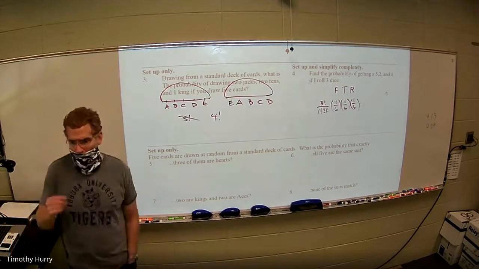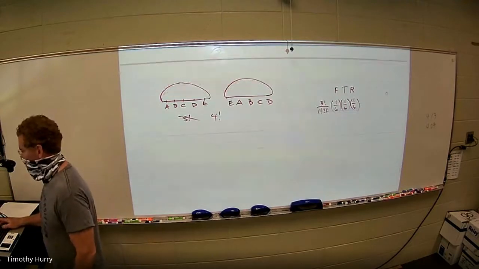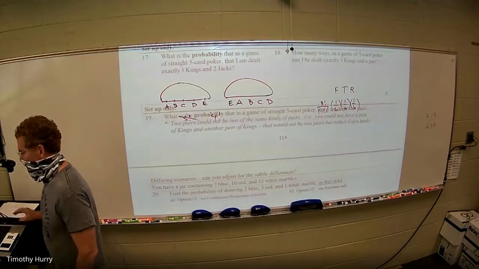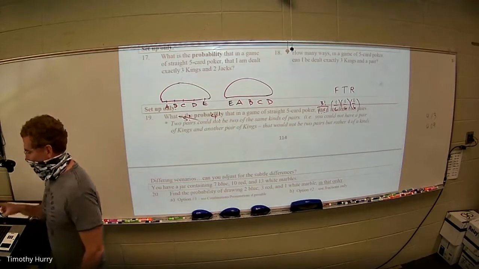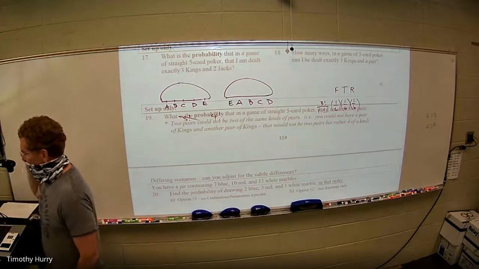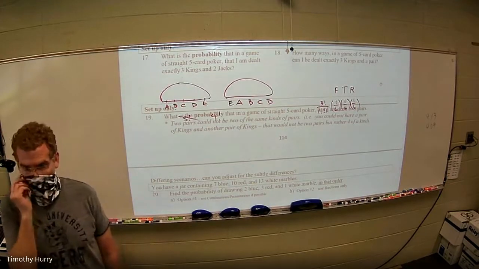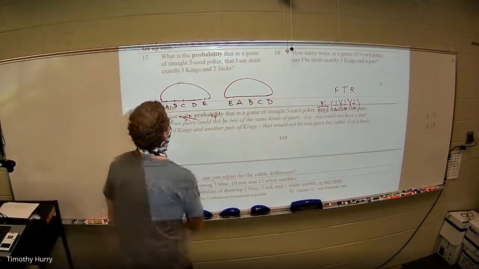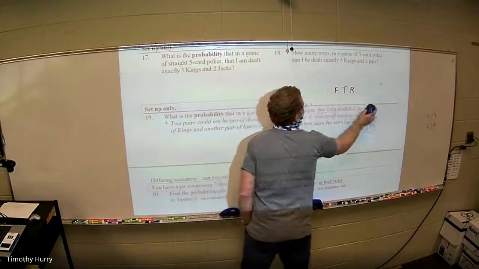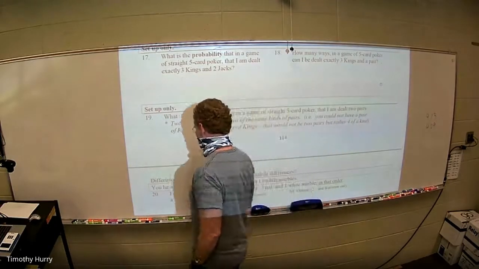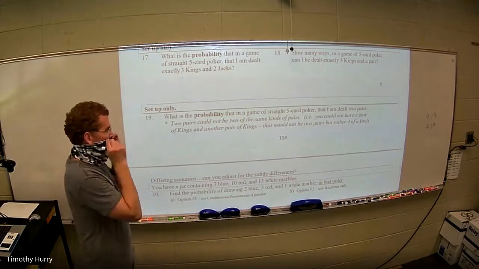Yes. Page 114, number 19. I did it wrong. I said, okay, so essentially what you're going for is a pair. So you're getting two of a kind, one of a kind, right? Wait, what did it say? It's a game of 5-card poker. Yeah, two pairs. So you have to account for all 5 cards. I just did 4C2 times 4C2 over 52C4.